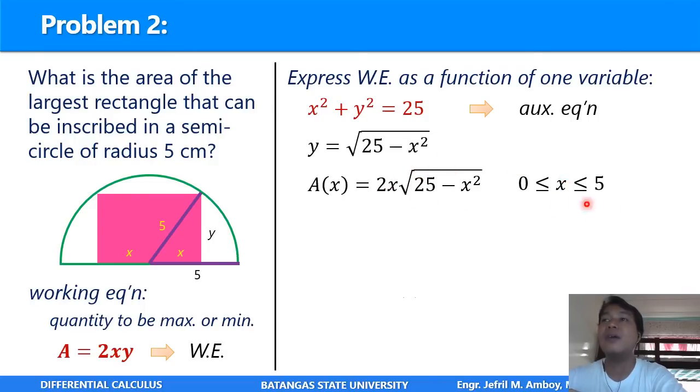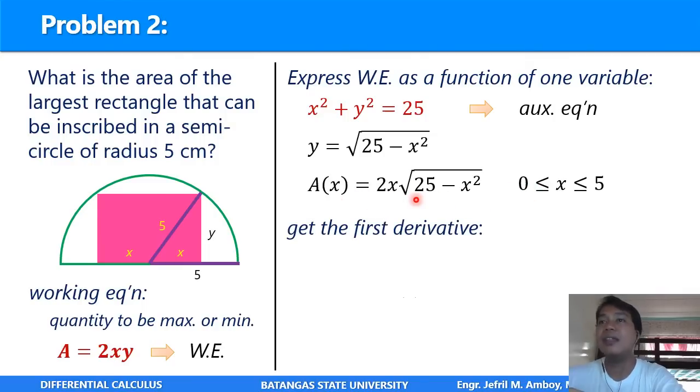Now, so ito ang ating domain na makukuha mo mula sa drawing or if you analyze mathematically. Now, what is the next step? The next step is to get the first derivative. Remember, sa max-min problem, the first derivative is always 0. So, bago natin siya ma-equate sa 0, kinakailangan kunin mo muna yung first derivative. So, let us differentiate this function of x.